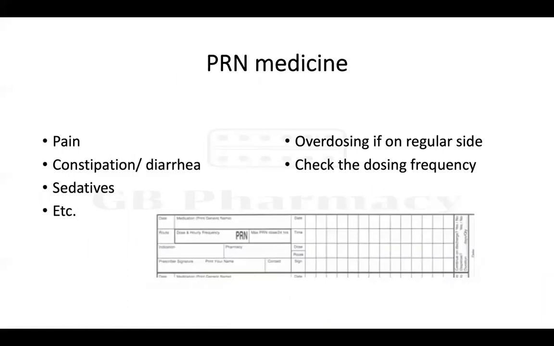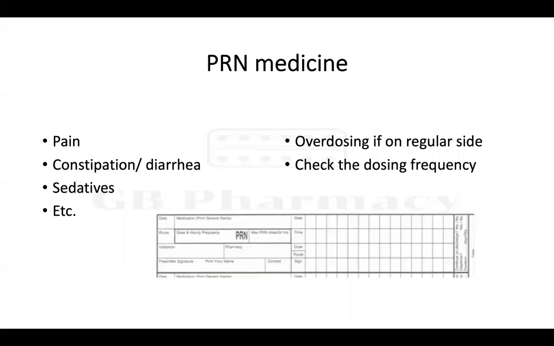So medicines that are given when required. So typically pain, constipation, diarrhea, sedatives, etc. A key point with this is that these obviously are alongside regular medicines. So sometimes you might see they're on co-codamol on the regular side, but then someone puts paracetamol on it. Obviously, if they take them both at the same time, you could get overdosing. And also checking the dosing frequency. So if it's one tablet every 2 hours, but you can only have 8 tablets in a day, then there needs to be max 8 tablets written on that.